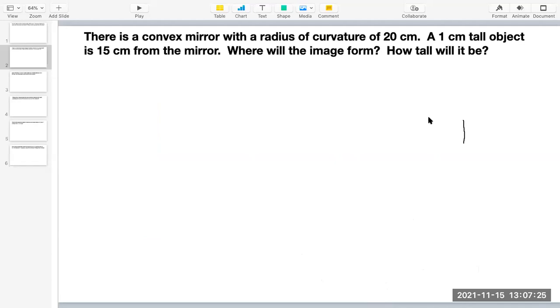For this one, we've got a radius of curvature of 20 centimeters. And that means that our focal point is going to be at 10 centimeters in.